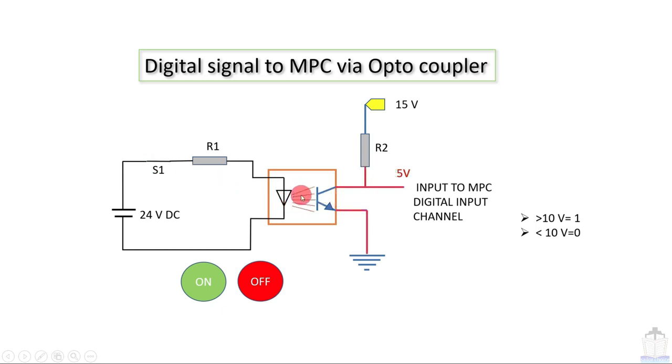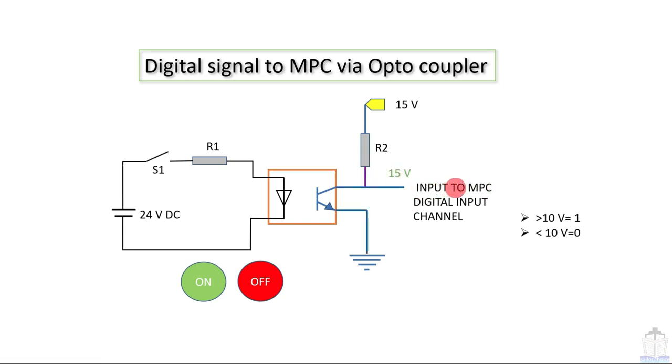Here you can see that light has come and voltage has dropped from 15 to 5, and earlier it was sensing 1, now it is sensing 0 because it is less than 10 volt. Now if I switch it off, then it will go in the reverse mode. So here you can see again it has come to the 15 volt.